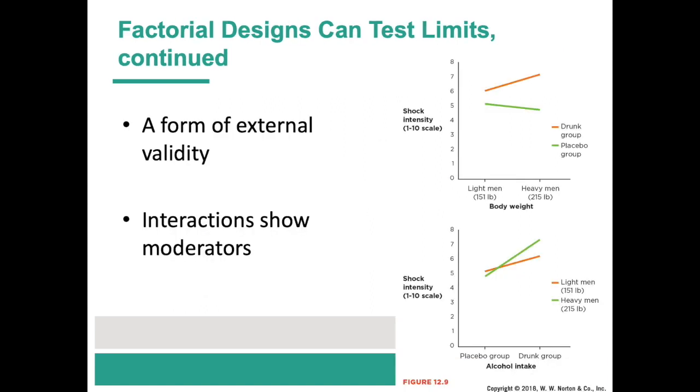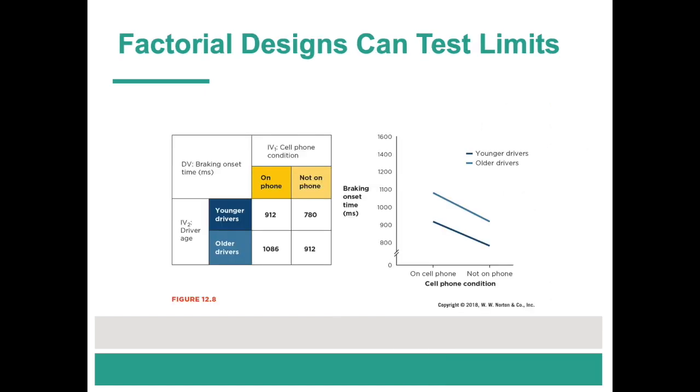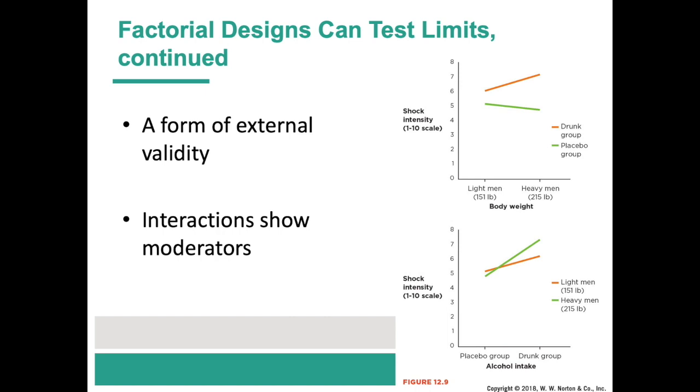By testing the limits here, it's actually a form of external validity. We can answer the question, for whom does this apply? So if we go back and look at this, the question was, for whom does being on a phone actually hurt braking time? Turns out it's for young and old drivers, the same roughly. But it may not always happen that way.